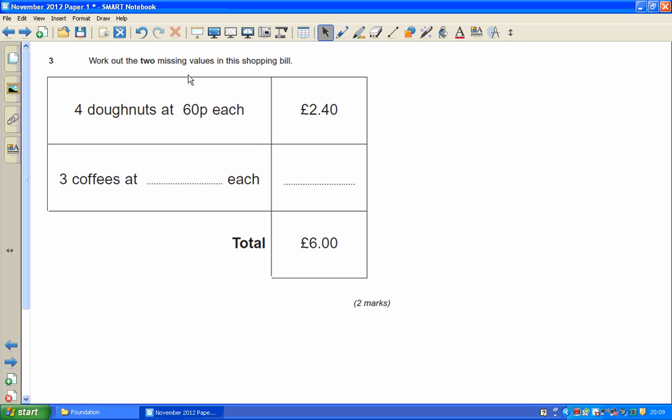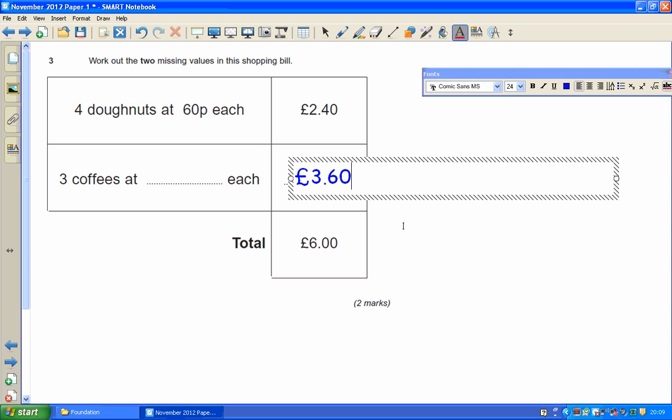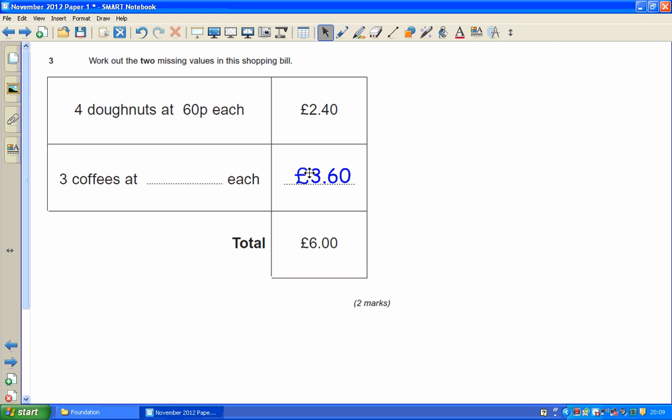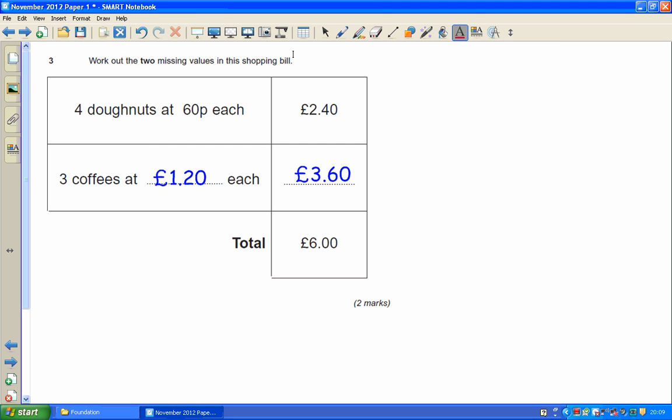Work out the 2 missing values in this shopping bill. 4 donuts at 60p each, so that's £2.40. 3 coffees at how much each, we don't know what that comes to. Our total bill is £6. So, first job, to work out what goes here, we need to do £6 minus £2.40, and that is £3.60. So now we know that that is £3.60. We can now divide that by 3 to get the cost of a coffee, which is £1.20. So there are our 2 answers, and 2 marks, so 1 mark for each one.